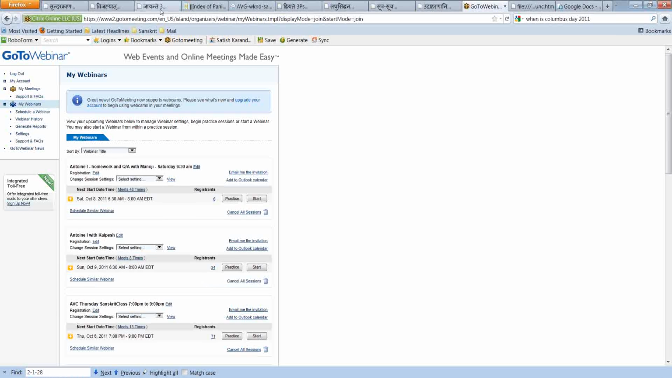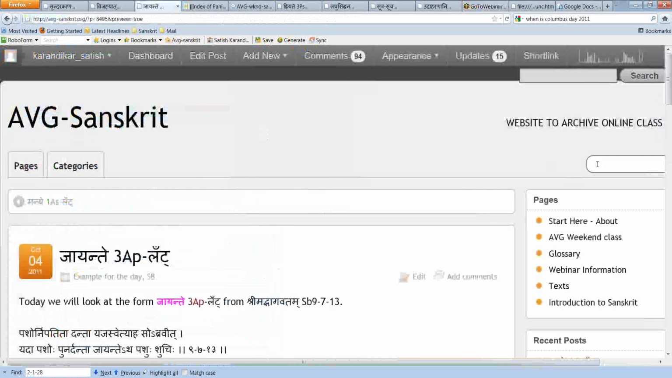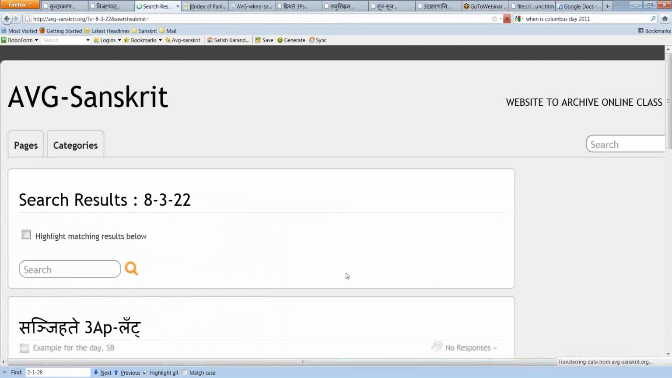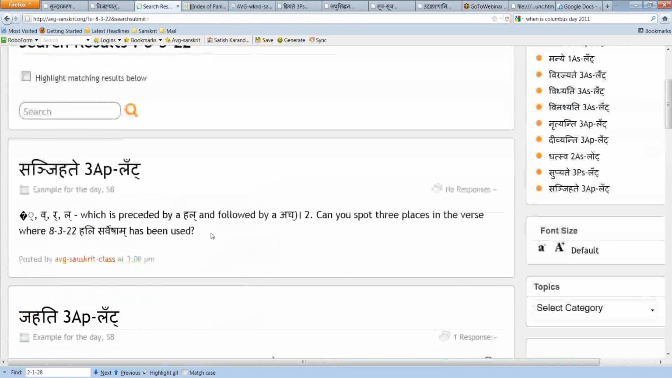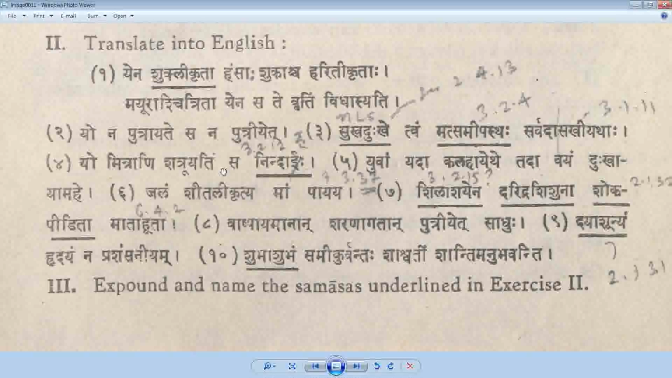All of these sutras, like hali sarvesham, have been used over, I think it's 8.3.22, I think, the sutram. Hali sarvesham, let's see. Yes, see, hali sarvesham. A lot of examples you'll find on the website. So we won't go into detail in this class, it'll take us too much time. So shuklikritah, hamsah, shukah, cha, haritikritah, mayurah, chitritah, yena, sah, te, tubhyam, vrittim vidhasyati.